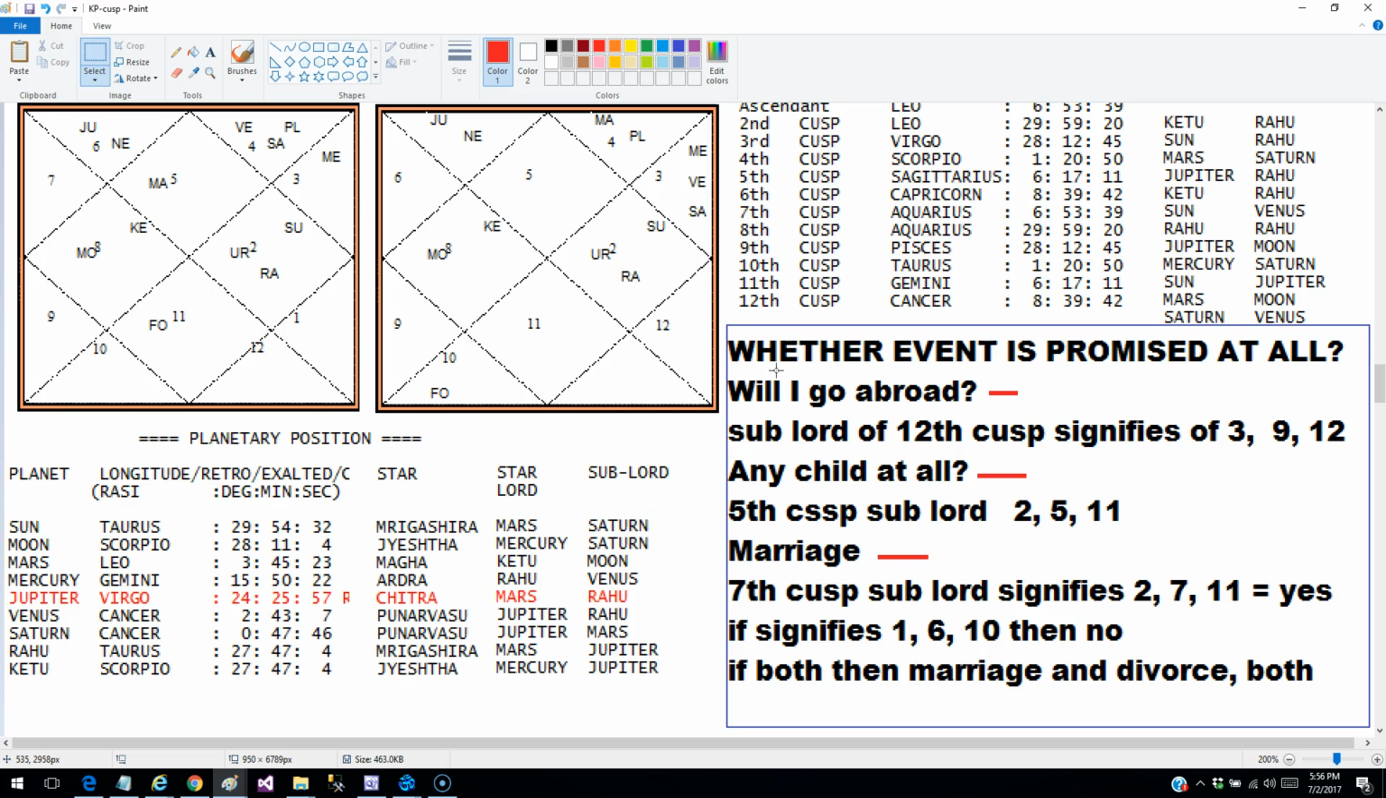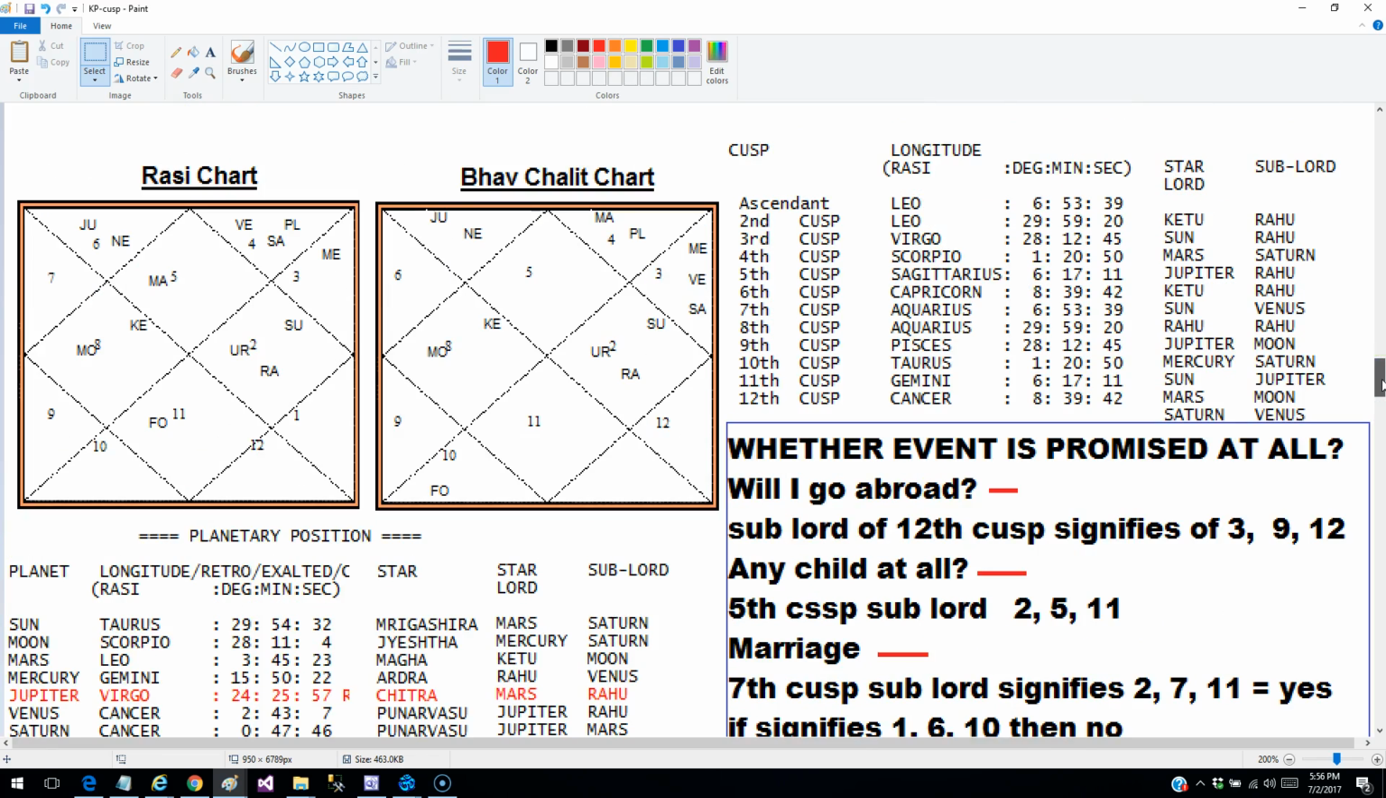And if there are what is typically called yogas that he or she will get married, then you work out the dasha and the transit. But if the marriage is not promised, then obviously that yoga is negated. So what we typically call a yoga in traditional astrology, in Krishnamurti Paddhati that role is taken by the cuspal sublord. These are the cuspal sublords.